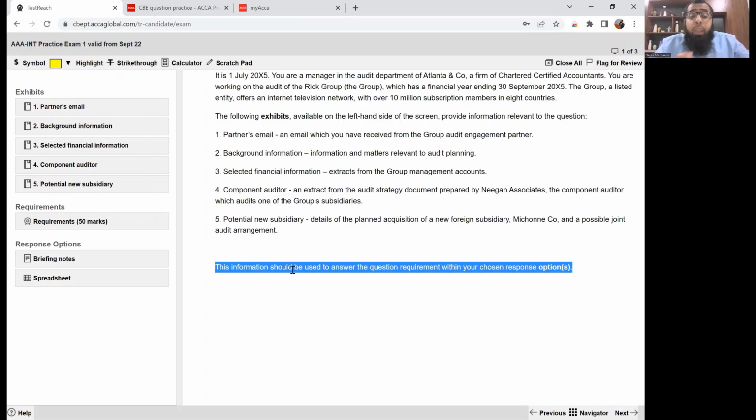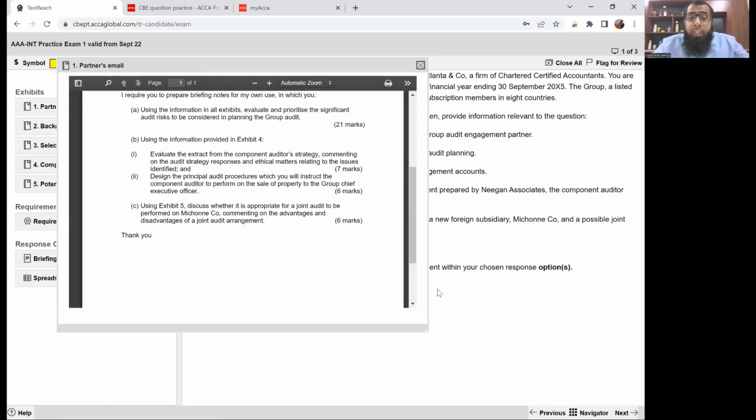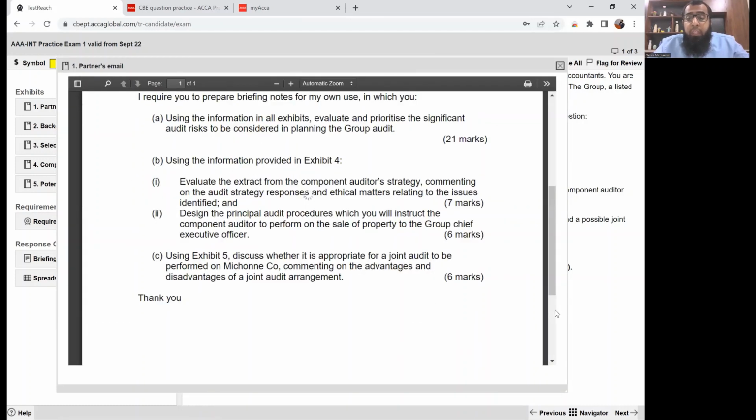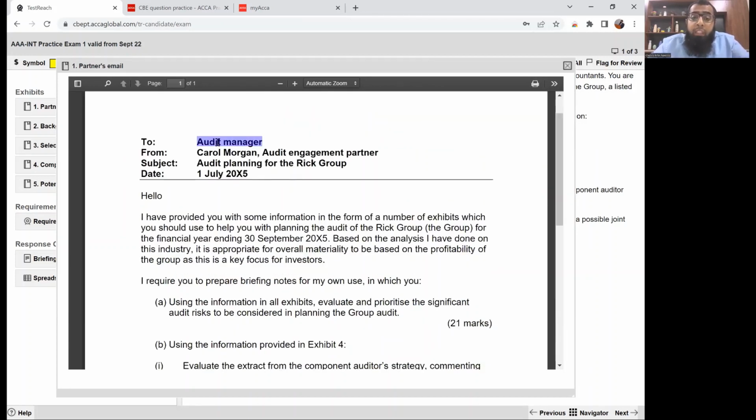So let's start with the first exhibit, which is the partner's email. I want you all to concentrate on it and listen to me very carefully so that you can understand it in a better manner. To audit manager, from Carol Morgan, audit engagement partner, subject: audit planning for RIG Group, date 1st July 2005. I have provided you with some information in the form of a number of exhibits, which you should use to help you with the planning of the audit for RIG Group for the financial year end 30th September 2005.